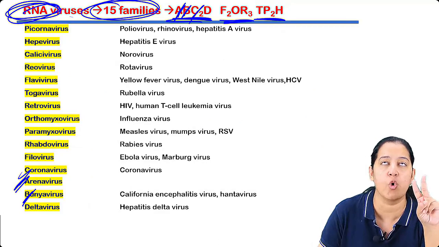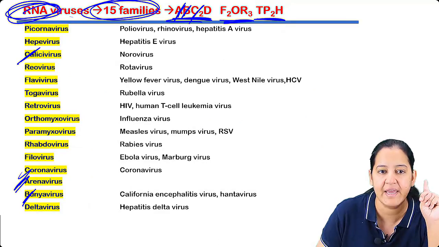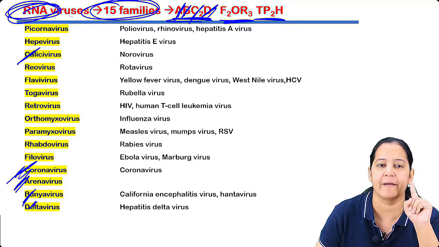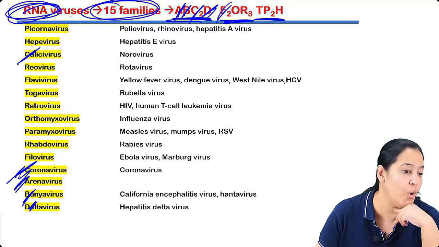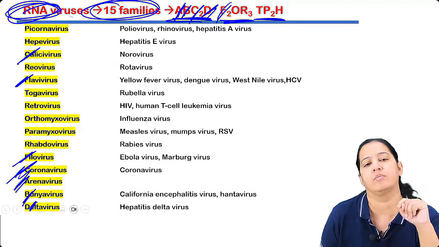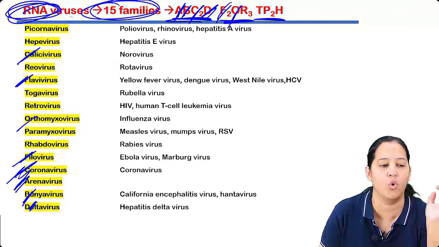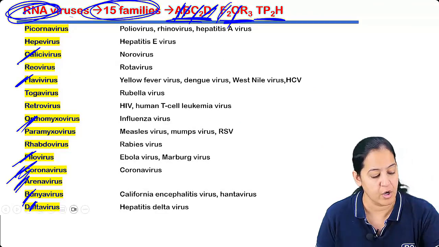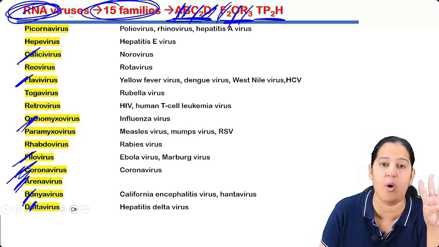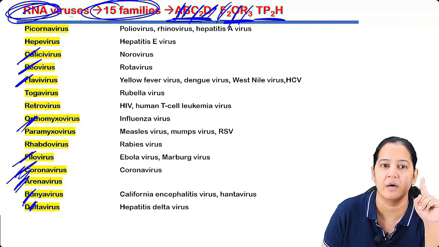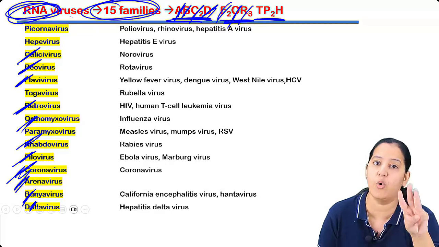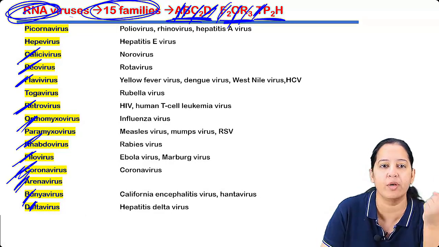There are 2 C, corona and calici. You can see the 2 C. There is only one D, delta. There are 2 F, filo and flavi. O is orthomyxo, only one. There is triple R, ultra important: reovirus, retrovirus and rhabdovirus. I will teach you all R today only. T is toga, only one T, togavirus.